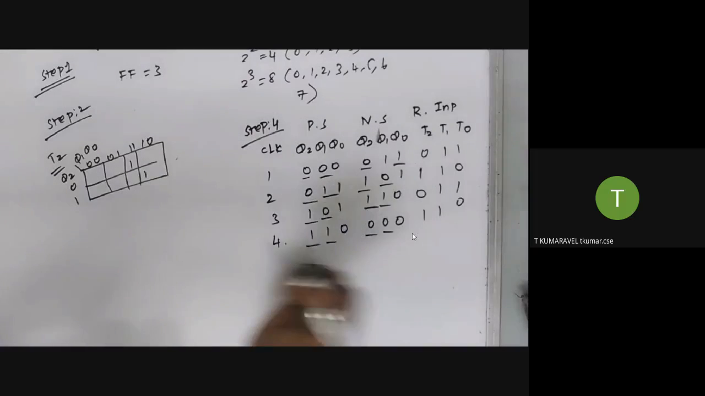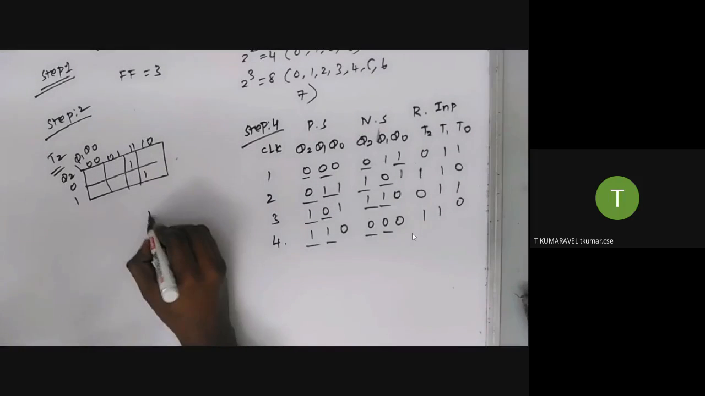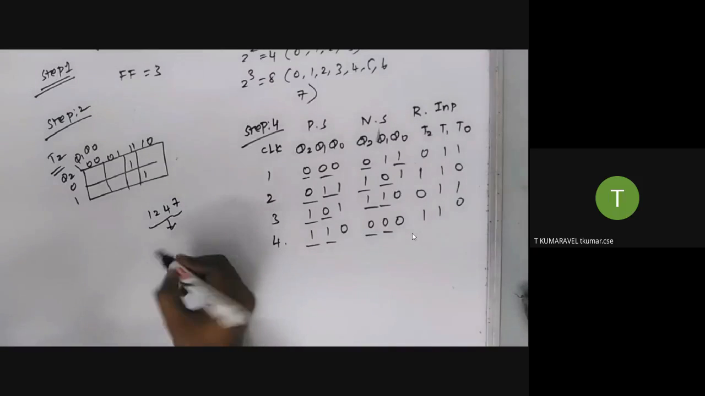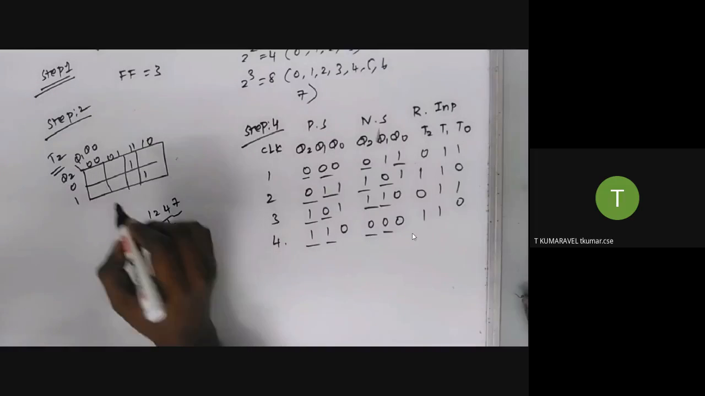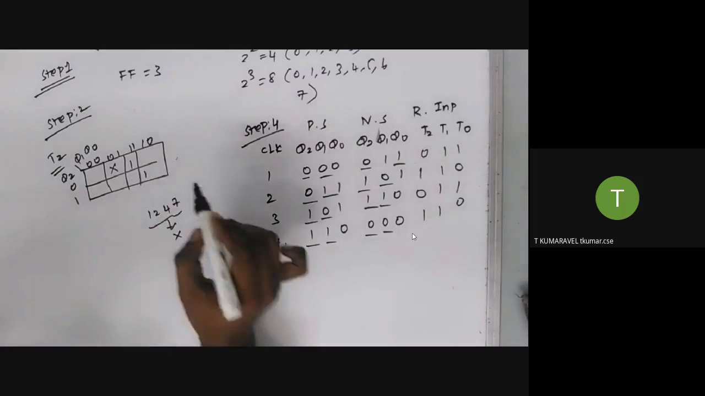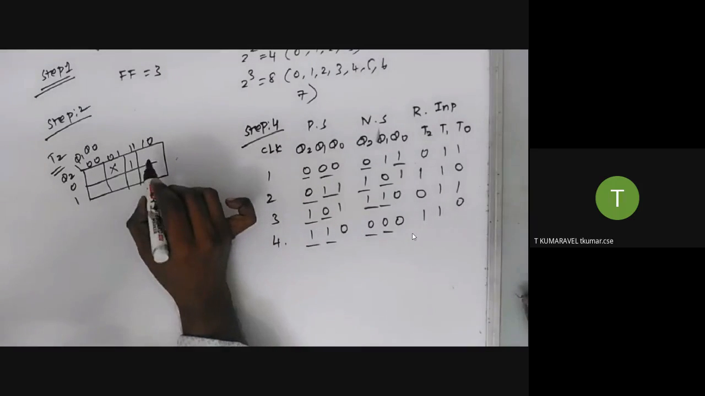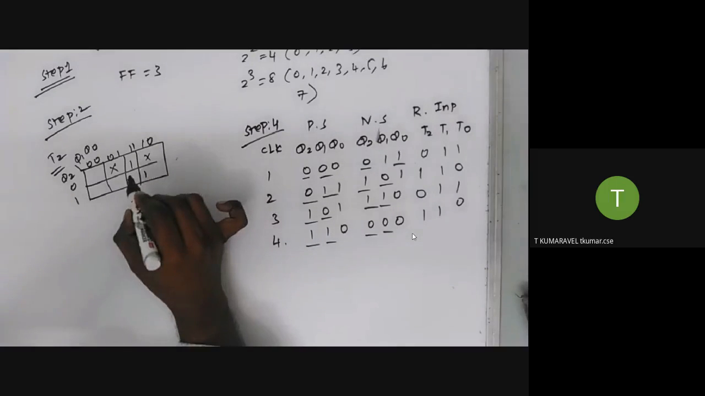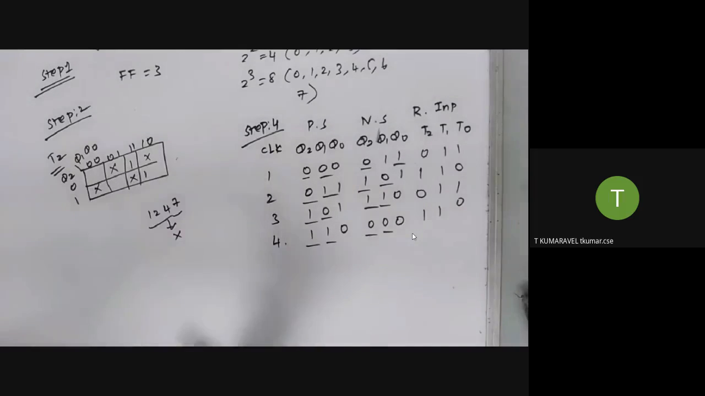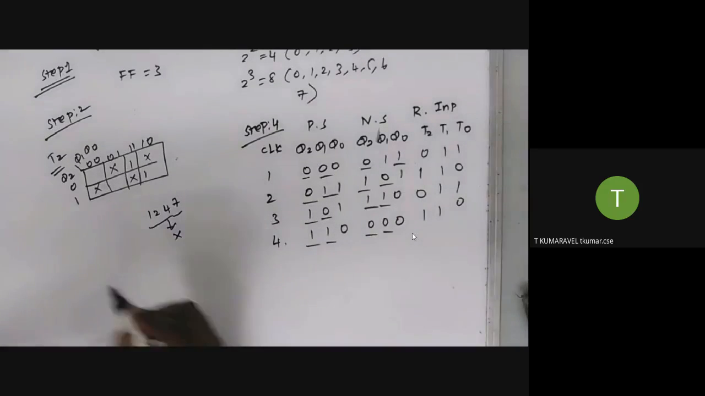What are the values not available? 1, 2, 4, 7. These are the places you fill up with the don't care condition. Where is 2? Here, don't care. What about 4? Here and here. So these are the places you fill with don't care.